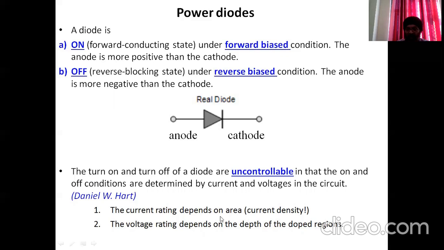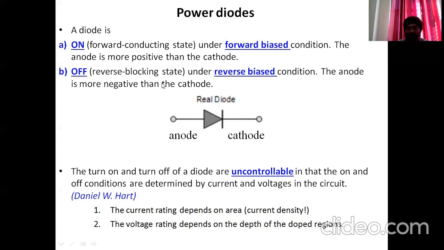Because power diodes are larger in area compared to signal diodes, they have higher current density, so the current rating can become higher. They can sustain higher currents by increasing the size of the diodes. And for voltage rating, the depth of doped regions needs to be increased. So a high level of doping as well as larger size will give us high power diodes, with a high current rating due to larger area and a high voltage rating due to the high level of doping.